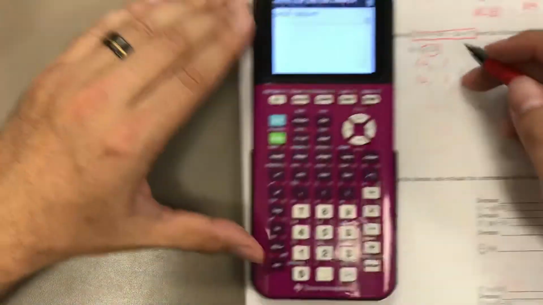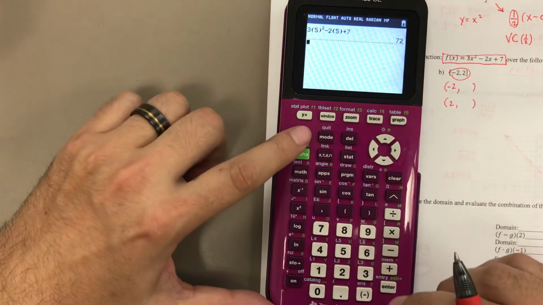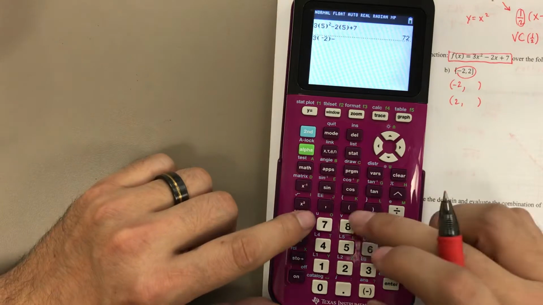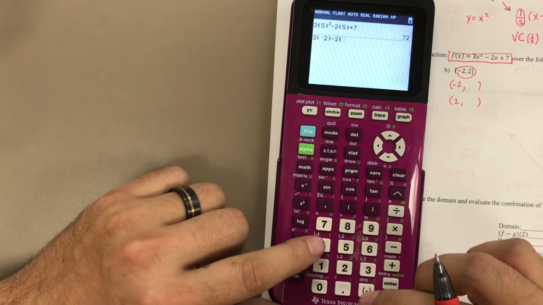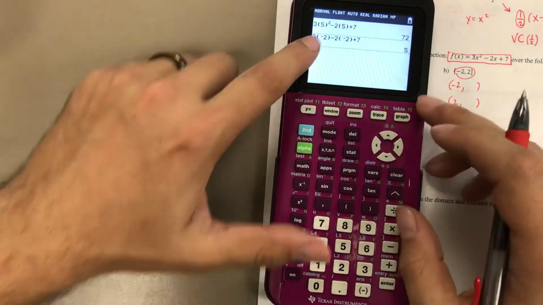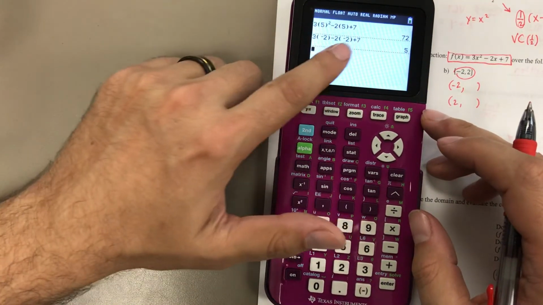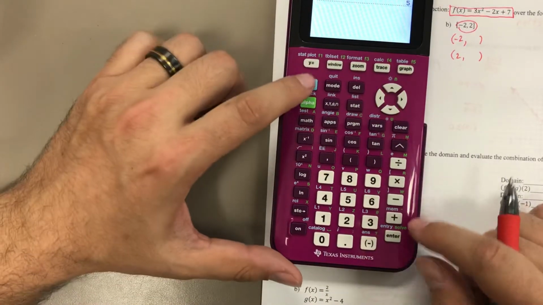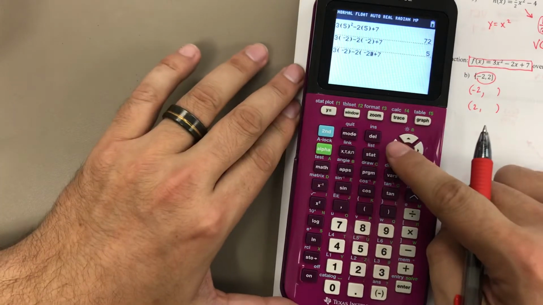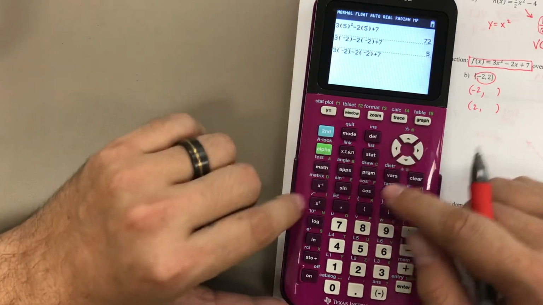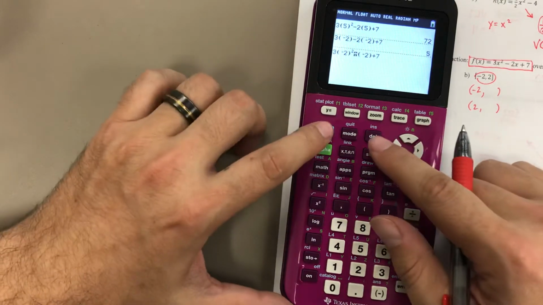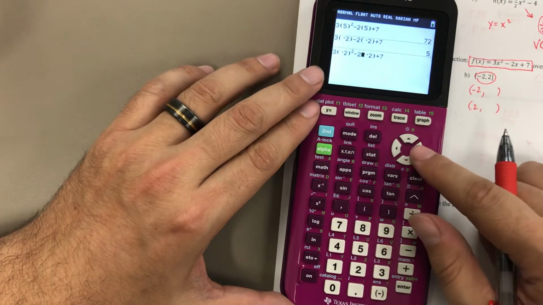If I plug in -2, let's do the same thing with -2. So 3 times parentheses -2 minus 2 times parentheses -2 and then plus 7. Oops, I forgot to square, didn't I? Oh man, I've got to rewrite that whole thing. Well, actually, on your calculator, you can hit second and then enter, and that'll rewrite the entire thing. So I can just go right over to where I needed to put a square, and I'll insert it there. There we go.